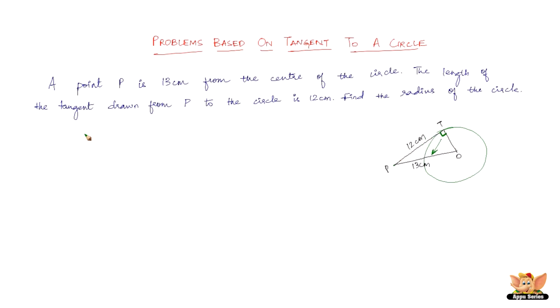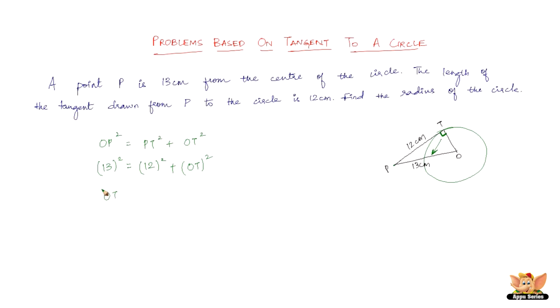You have to use the Pythagoras theorem to solve this problem, which states that the hypotenuse square, which is OP square, equals the sum of the squares of the other two sides. That is, OP square equals PT square plus OT square. OP square is 13 square, equal to PT square, which is 12 square, plus OT square, which is what you have to find, right? So here it is.